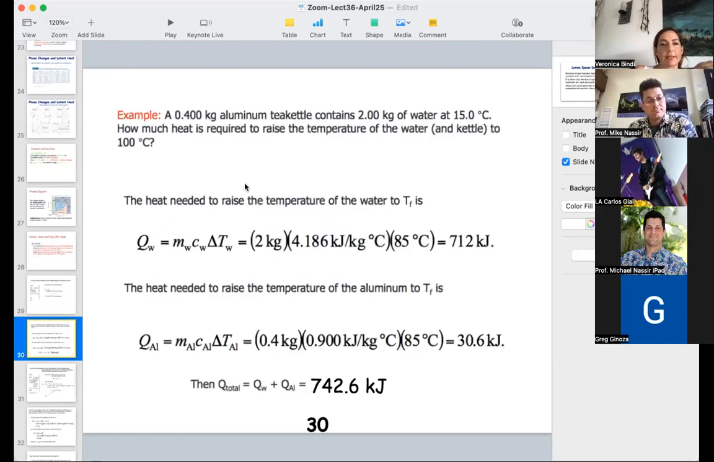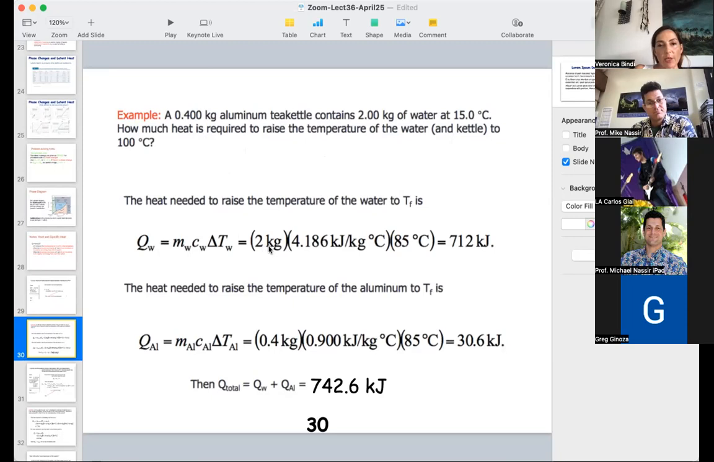Then let's see another example. We have a 0.400 kilogram aluminum tea kettle that contains 2 kilograms of water at 15 degrees Celsius. How much heat is required to raise the temperature of water and kettle to 100 degrees Celsius? So the heat needed to raise the temperature of the water is Q of the water, which is equal to the mass of the water, specific heat of the water, delta T.